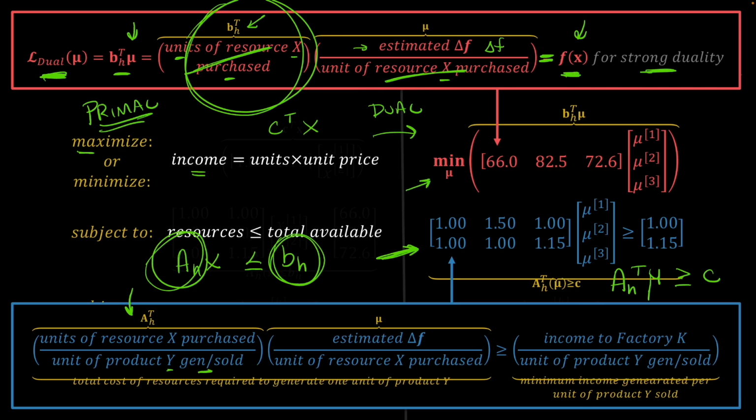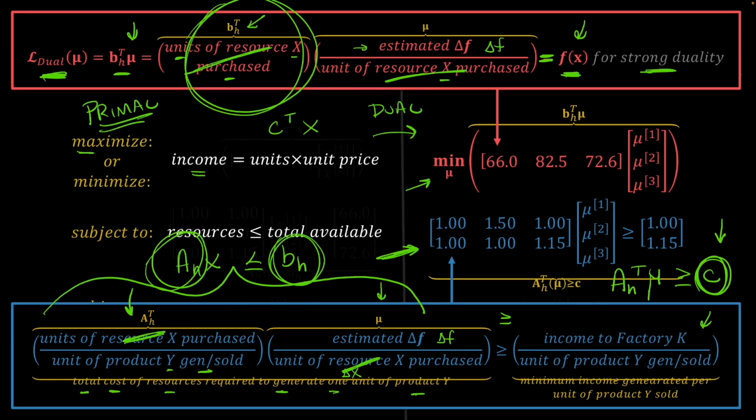We multiply that by the shadow price, which we've already talked about several times, and that represents how the income from selling products changes per unit of X that we purchase. And so, again, we can apply some algebra here, and what we see is that the product of these two terms gives us the total cost of the resources required to generate 1 unit of product Y. Now, that must be greater than or equal to the income to factory K per unit of product Y generated or sold. Right? This is the same C that we had in our primal objective function up here. That's C. And so this is the minimum income generated per unit of product Y sold.